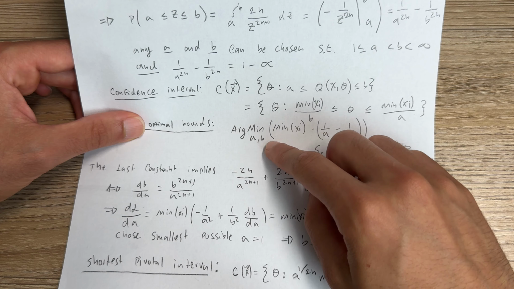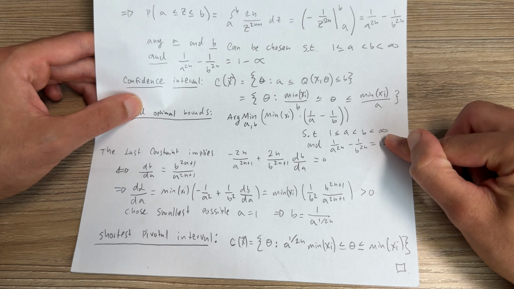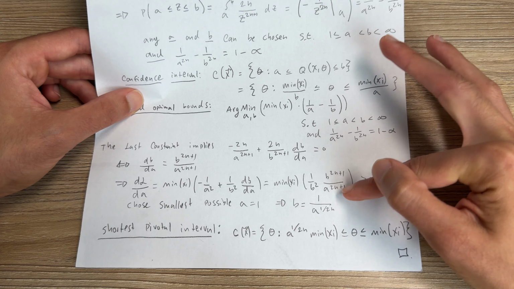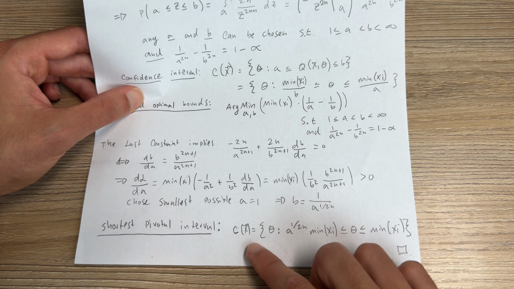Now, this is a minimization problem with respect to A and B. After doing the optimization based on the derivative, we find an expression in terms of A, and that is the answer to the shortest pivotal interval question.